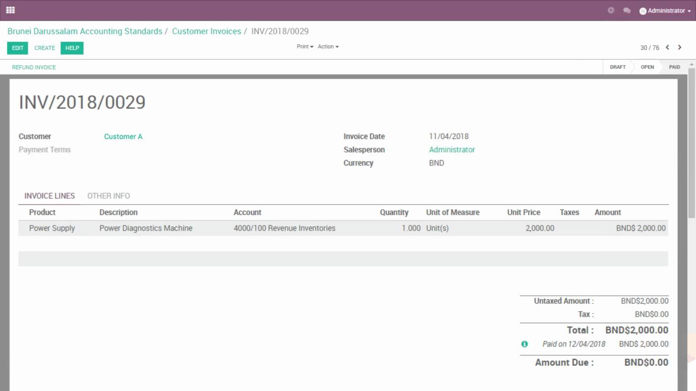This is a paid representation of the customer invoice for recording BDAS 7.1 inventory sold. Do note the invoice ID for future reference.